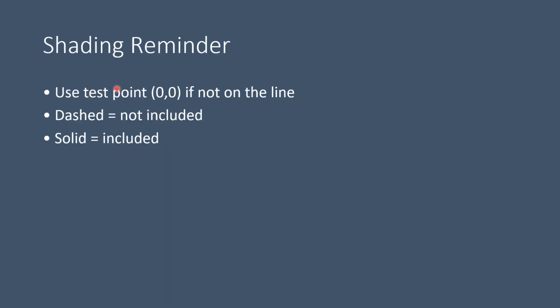So for shading, remember, use test point 0, 0 if it is not on the line. That helps a lot. You realize that I was using the test point 0, 0. Then the dash line means that the line is not included. A solid line means that the line is included. So you need to be very sensitive to the use of this particular line. If you are using a dash line, know the reason why you are using it. If you are using a solid line, know the reason why you are using it, because that counts a lot. It means a lot. Good.